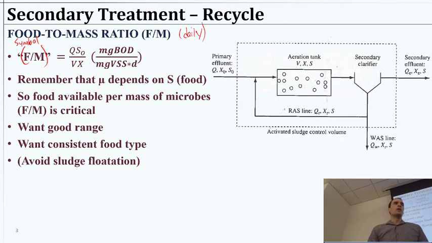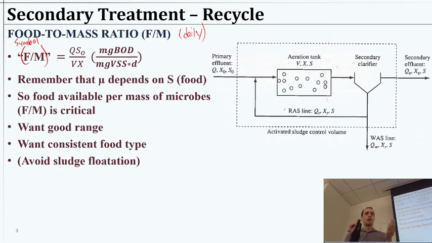In terms of operation, we really want to have good control over the food to mass ratio because we want to be able to control how much S is being consumed. That's kind of our goal. But we also want to control what types of bacteria we have. If we starve certain types of bacteria, then other types might grow in abundance. Maybe that can be a problem.